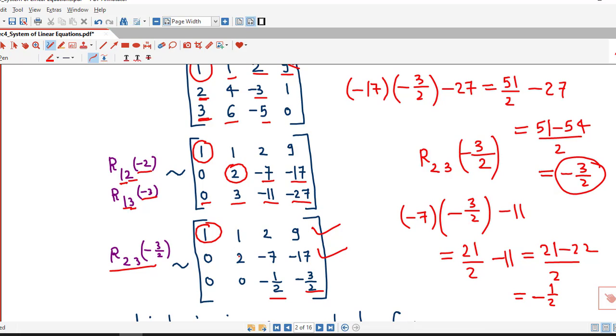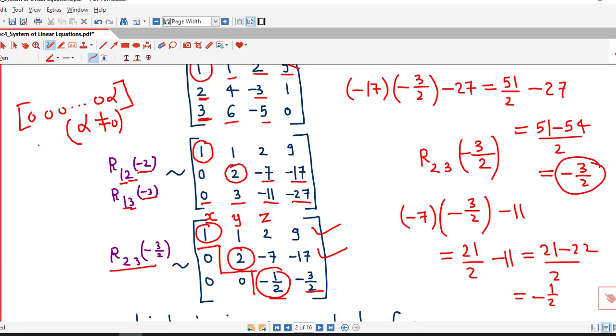So now we can see the first non-zero entry of each row is to the right of the first non-zero entry of its preceding row. So this is in row echelon form. And this column corresponds to x, this for y, and this for z. Now here we can see there is no row in this form. In the row echelon form, there is no such row. Therefore, this given system has a solution.